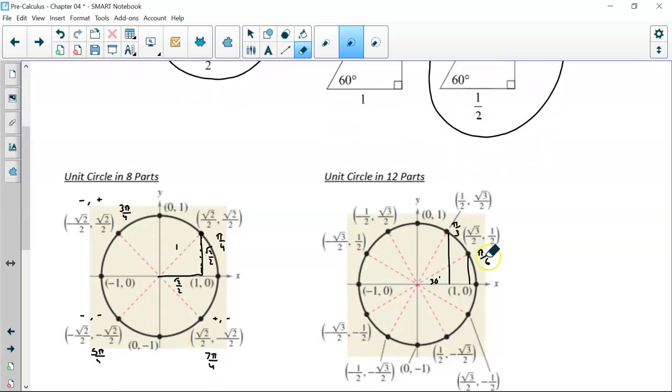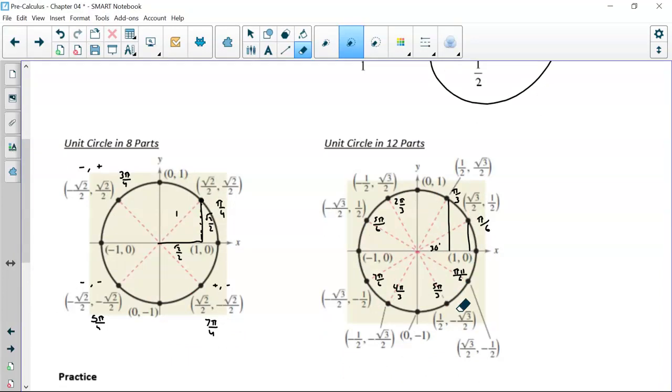Now, as you see, we have our pi over 6, our pi over 3. Then we're going to be at our 2 pi over 3, our 5 pi over 6. Then we're going to be at our 7 pi over 6 here, our 4 pi over 3. We're going to be at our 5 pi over 3, and then our 11 pi over 6.